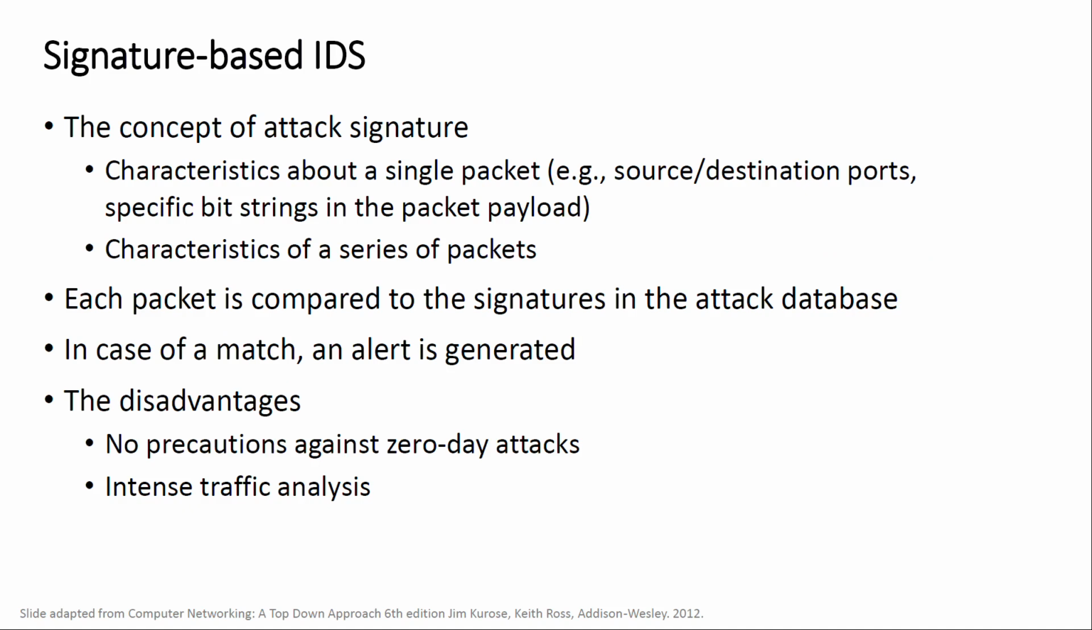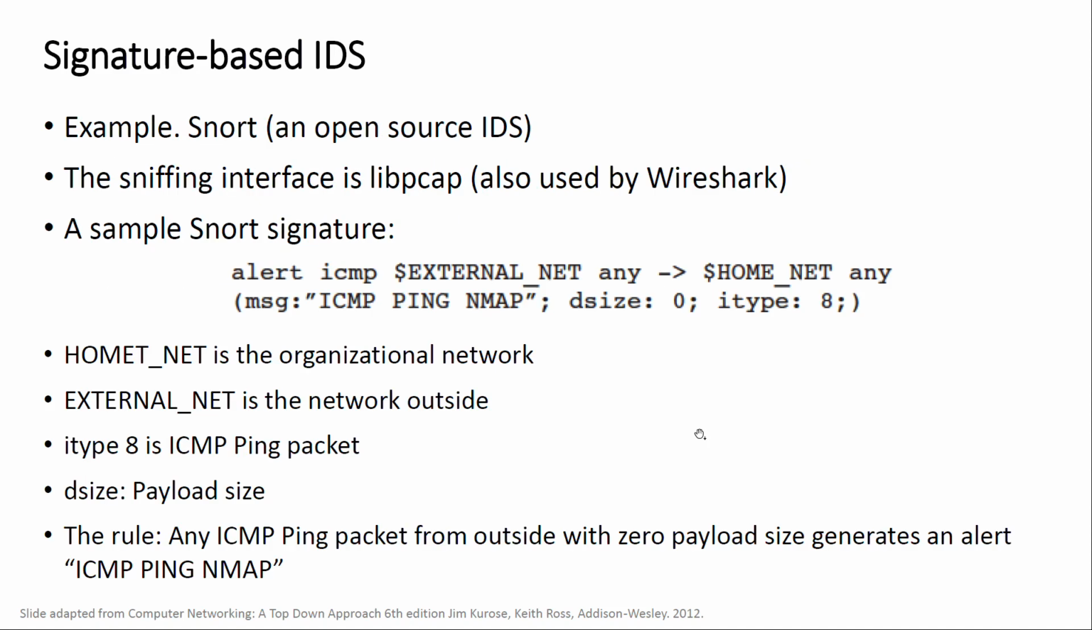So let's first start with signature-based IDS. The concept of an attack signature: characteristics about a single packet, for example, source, destination, port, specific bit strings in the packet payload, and so on, or characteristics of a series of packets. Each packet is compared to the signatures in the attack database. In case of a match, an alert is generated. The disadvantages are no protection against zero-day attacks and intense traffic analysis.